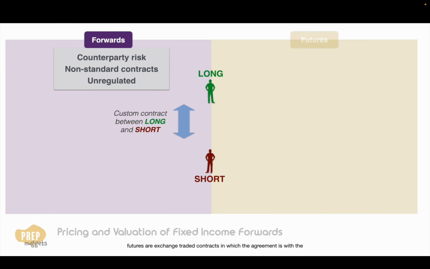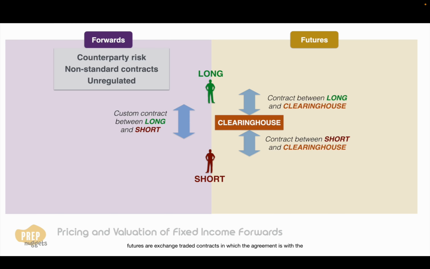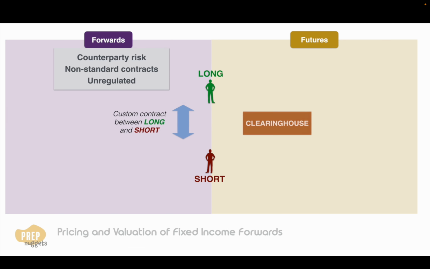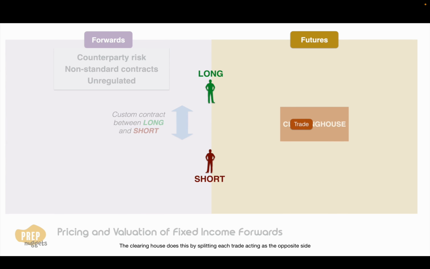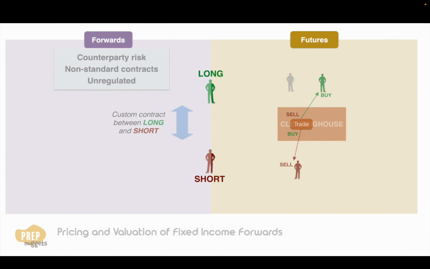In contrast, futures are exchange-traded contracts in which the agreement is with the clearinghouse. The clearinghouse does this by splitting each trade, acting as the opposite side of each position. It acts as the buyer to every seller and the seller to every buyer. This system allows either side of the trade to close positions at any time without having to contact the other side of the initial trade. Traders will be able to reverse or reduce their position with ease.